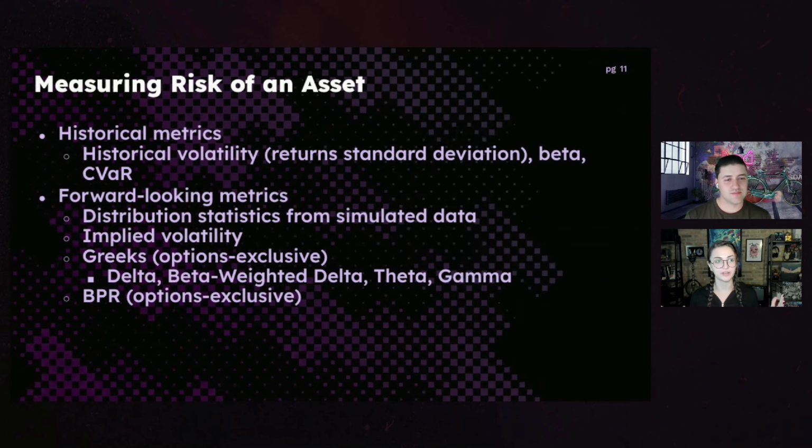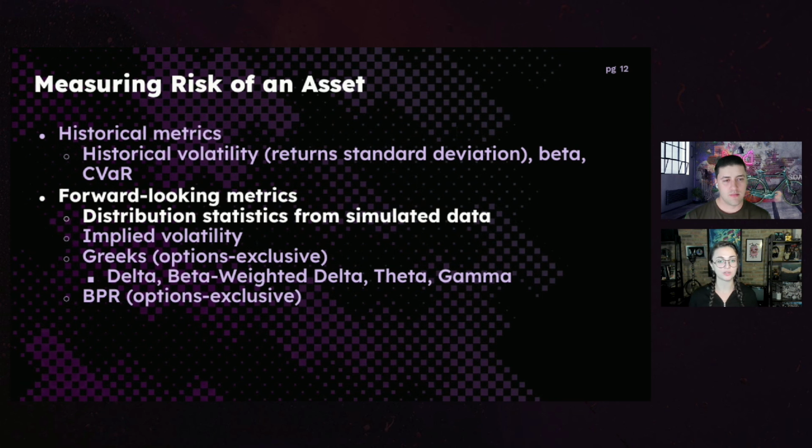Okay, so just to recap, this is the outline of many of the topics that we've been talking about in this series where we're talking about measuring risk. And today, again, I wanted to focus on forward-looking metrics and specifically distribution statistics from simulated data, or specifically talking about how the simulations are even done in the first place and where those models come from. Yeah? Okay. Cool.